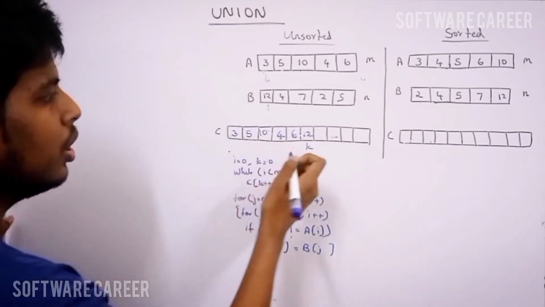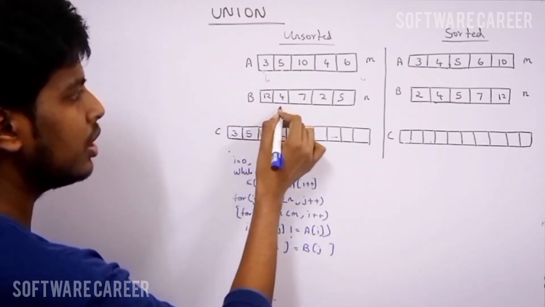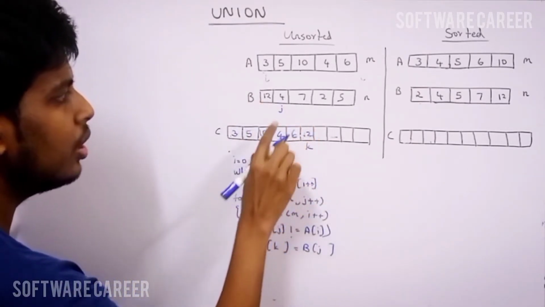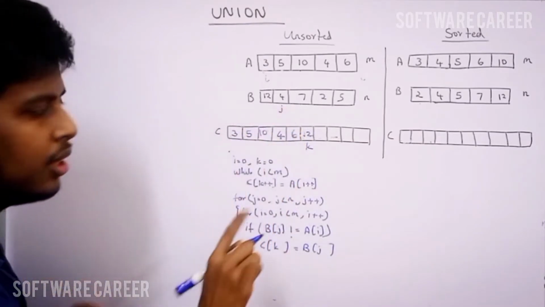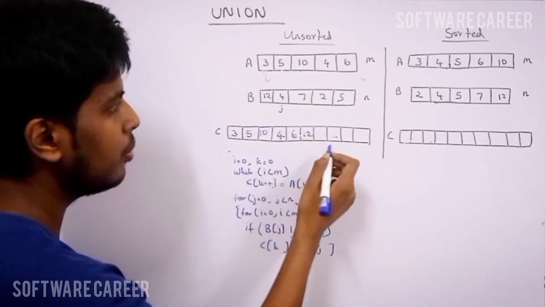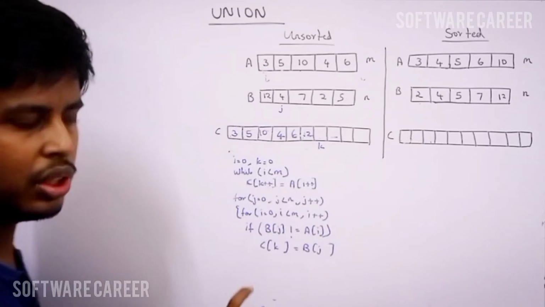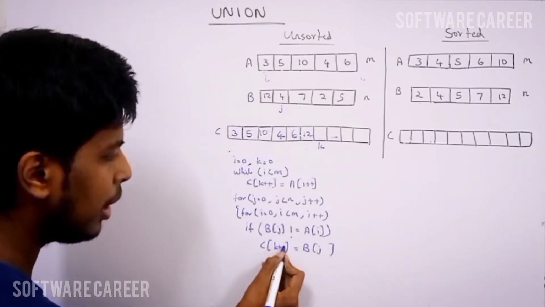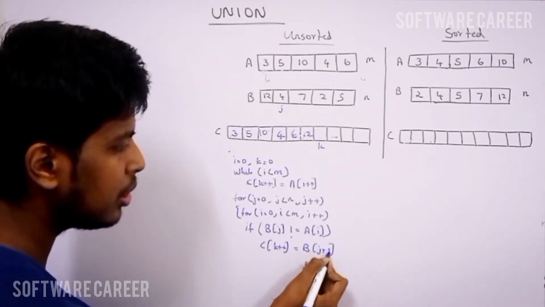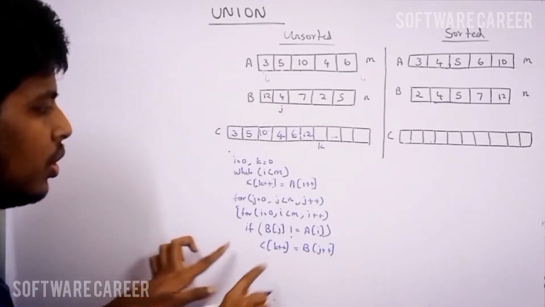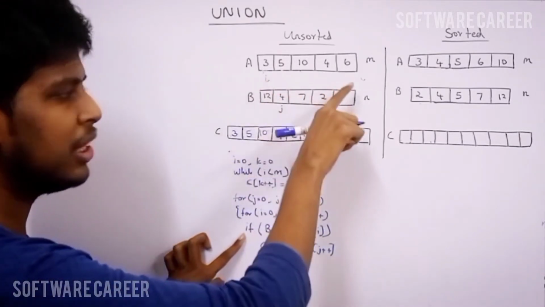Now what you should do? Now this j gets over here. After copying this 12, j gets incremented and k value will also get incremented. K value is here now. So I am increasing k, I am writing k plus plus, j plus plus. I have written. So this is the condition if it's not present.